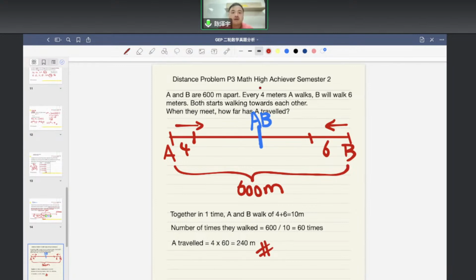So even if the student didn't learn about distance in P3 currently, if they just draw out the diagram, a simple drawing like this, they are able to understand that every one time they walk a total of 10 meters. Then find the total number of times they walk to cover the total distance of 600 meters. Then you can find the distance that A traveled.